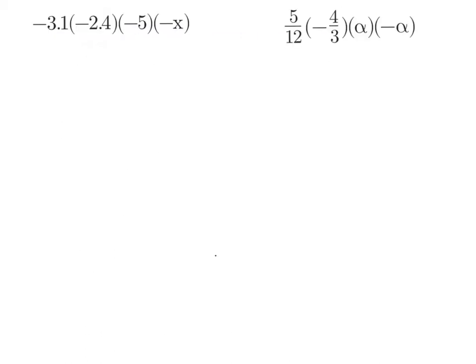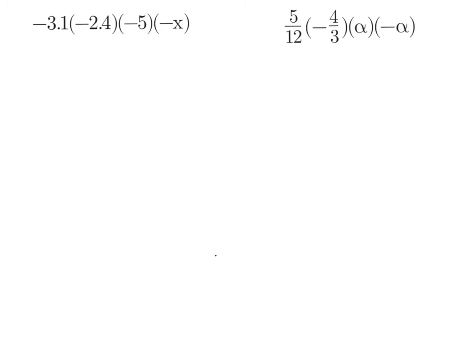Alright, let's try two more here, and then we'll wrap it up for tonight. In my first problem, right now I already see some things that I can multiply even if we were just going left to right like the order of operations tells us to. For instance, I got -3.1 times -2.4.